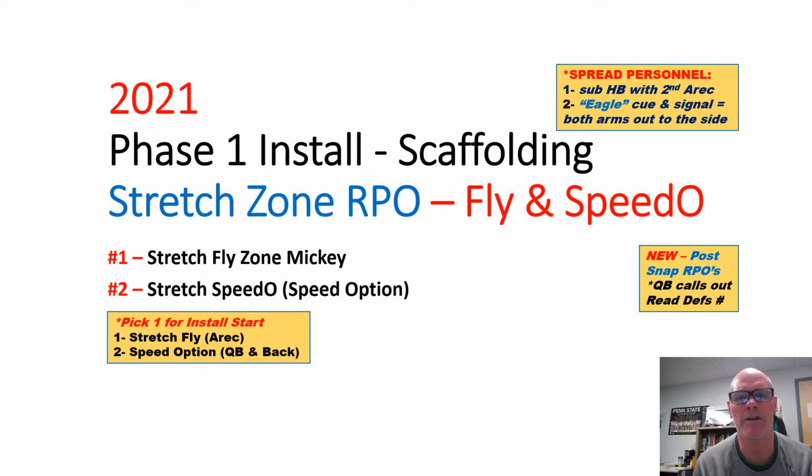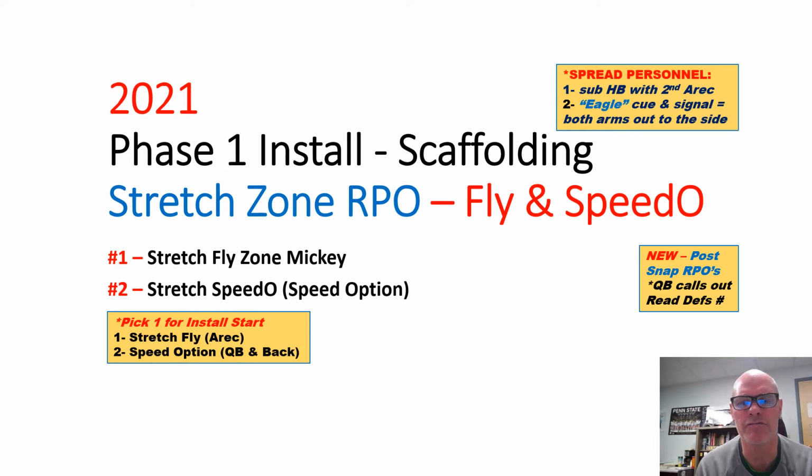I want to talk about our Phase 1 install of stretch zone RPO, how we can scaffold that blocking scheme into complementary plays: a fly, stretch, and a speed option here. I would recommend you pick one of these with your install start, and it's really dependent on your personnel.